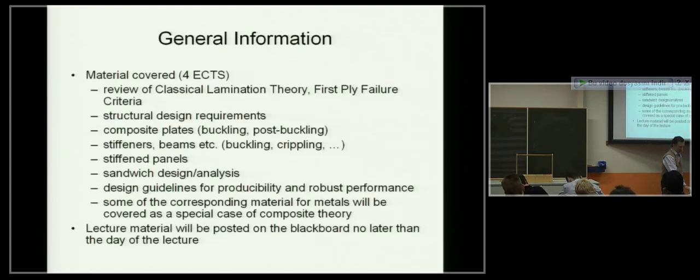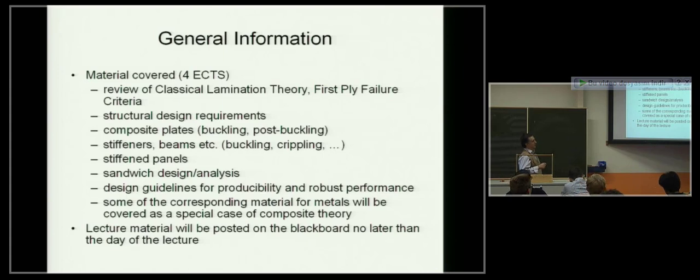Yeah, okay, the material covered. In 2 lectures, we'll do the classical laminated plate theory, or classical lamination theory, and we'll talk about first ply failure criteria, which is what starts failing in a composite laminate. Then we'll cover structural design requirements, talk about composite plates, buckling and post-buckling. Then we'll talk about stiffeners, beams, and so on.